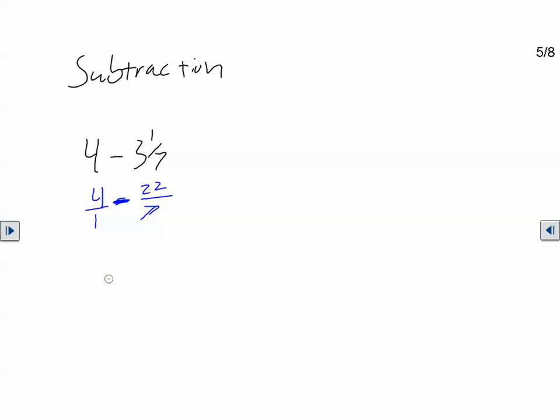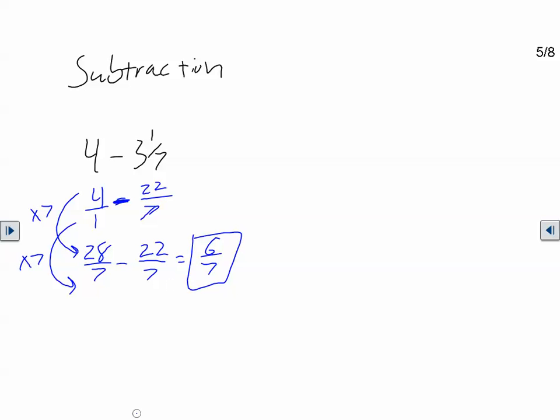And now I need to make common denominators. Well, 1 and 7 is easy. 7. This one doesn't change, so that's 22 over 7. This, I had to multiply by 7, so I'm going to multiply this by 7 also. 4 times 7 is 28. 28 minus 22, 6 over 7. And we have a reduced fraction.